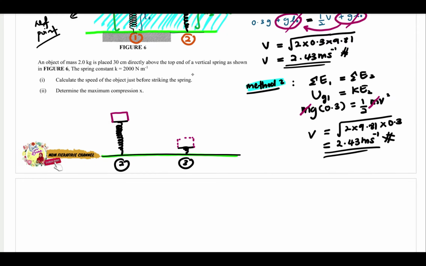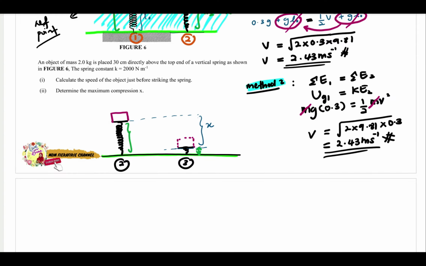So this is your L0. Tak tahu berapa nilai dia. Okay, and then the compression of the spring, X dekat mana? Inilah X. Ini X dia. Dan yang kecil ni, ini kita tak tahu berapa height dia. So ini kita letak H2 tadi.